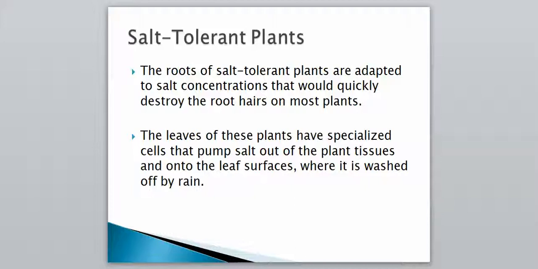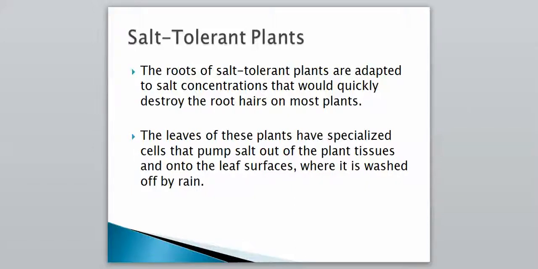So these salt-tolerant plants have had some specific adaptations to help them survive. The leaves of these plants will also have specialized cells that will pump salt out of the plant tissues and onto the leaf surfaces where it is washed off by rain. They've been surviving so long that now they literally pump the salt out, almost like they're sweating out salt, and then the salt just gets washed off by rain, and then they're good to go. So that's it for the salt-tolerant plants.